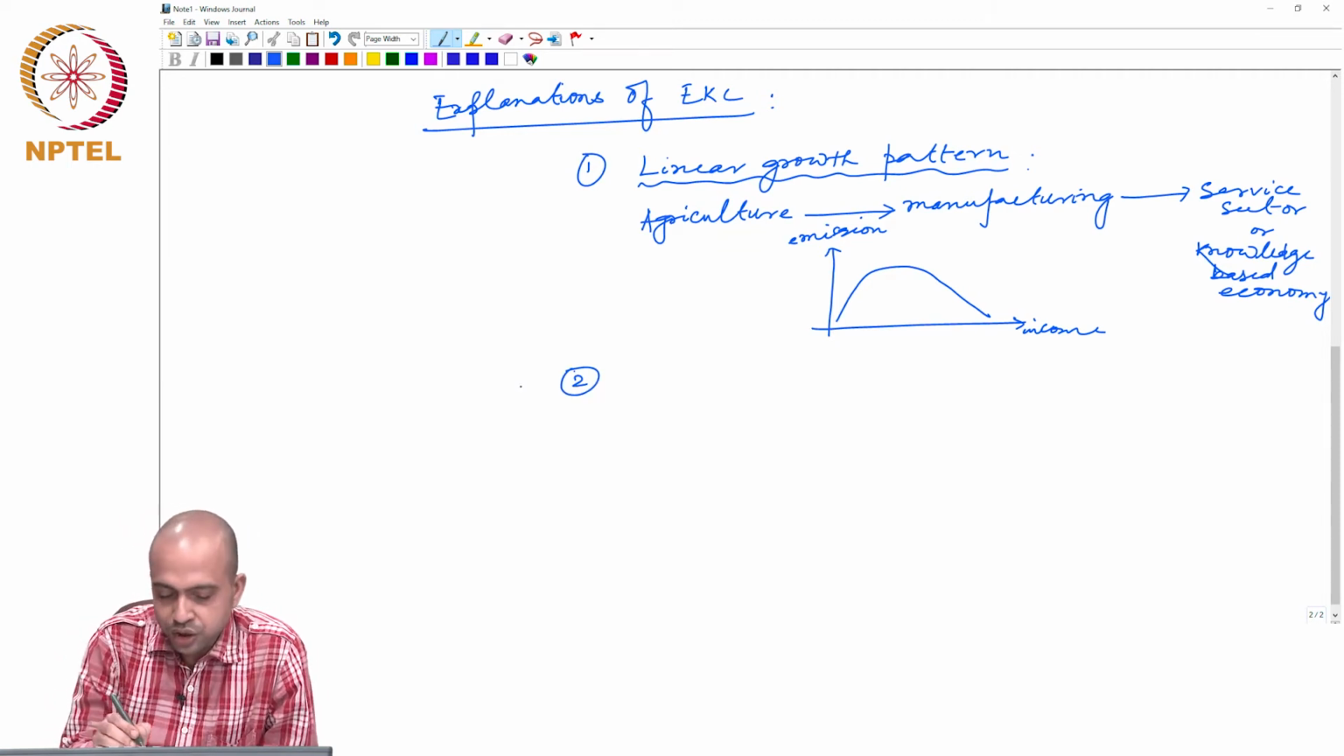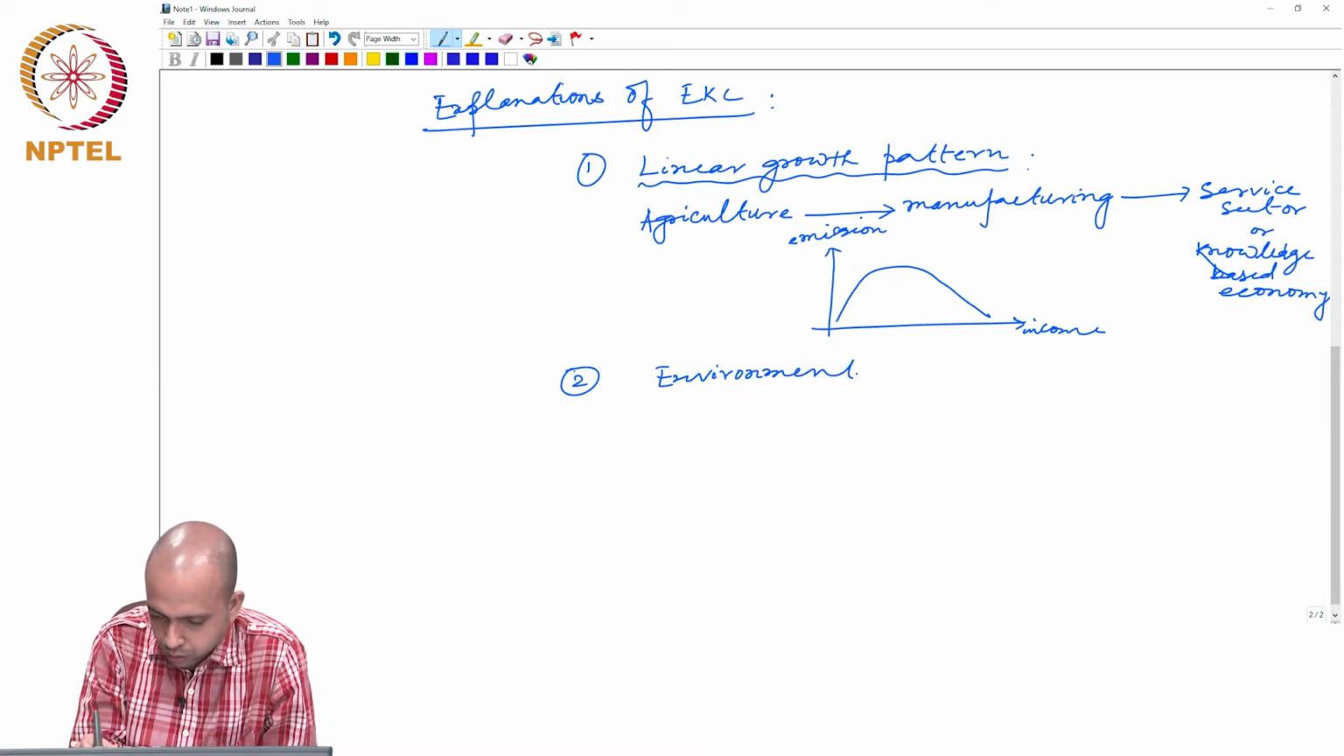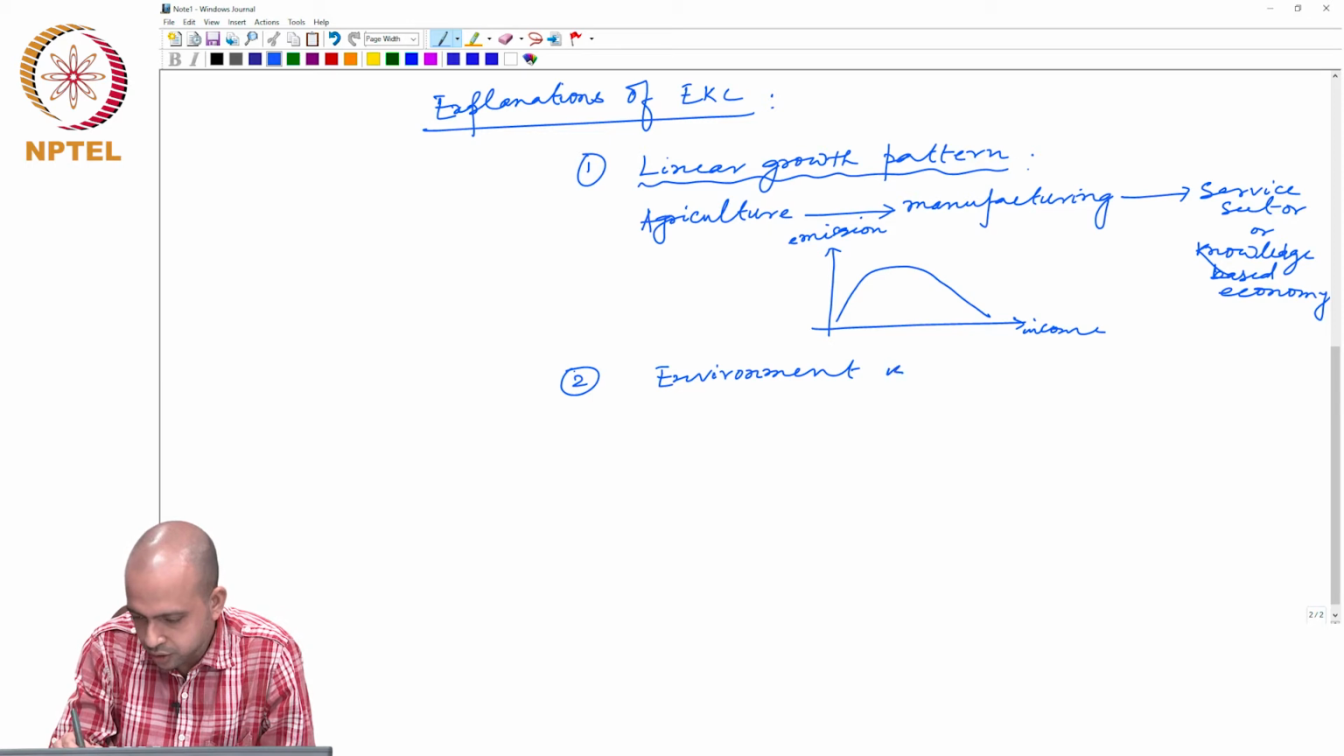Then the second one, environment is called a luxury good. So, environment is a luxury good.